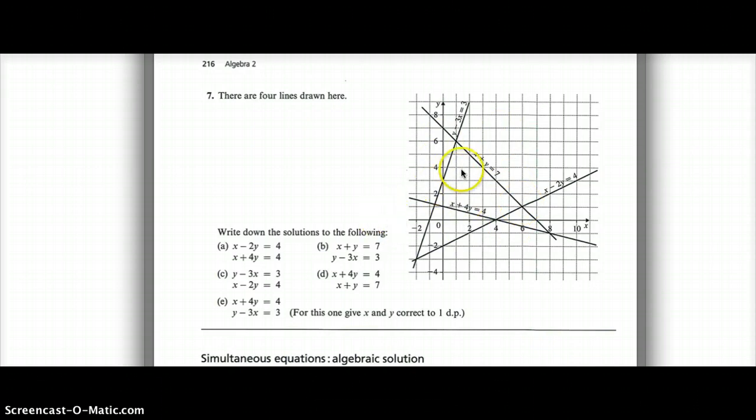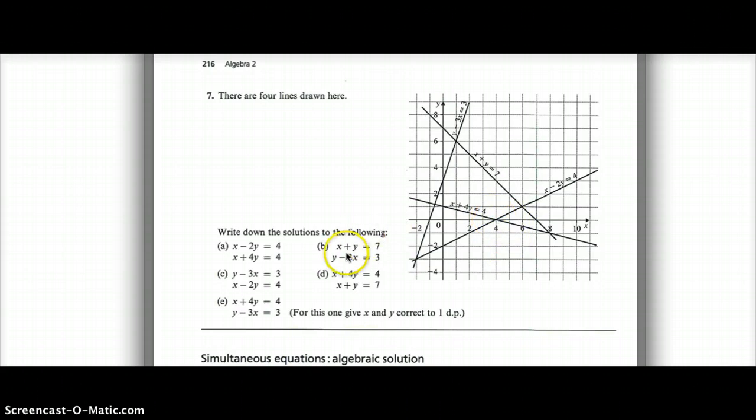Okay, so let's look over here. X minus 2y equals 4 is this line. Okay, and x plus 4y equals 4 is this line. So these two lines cross at this point. So the solution to this system of equations is the point (4, 0).